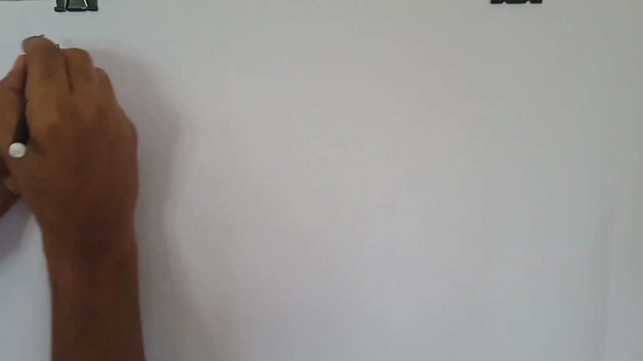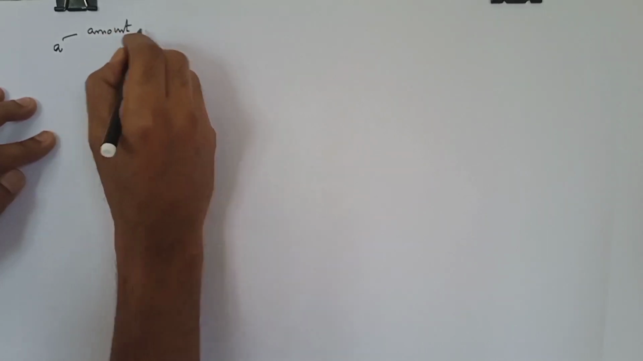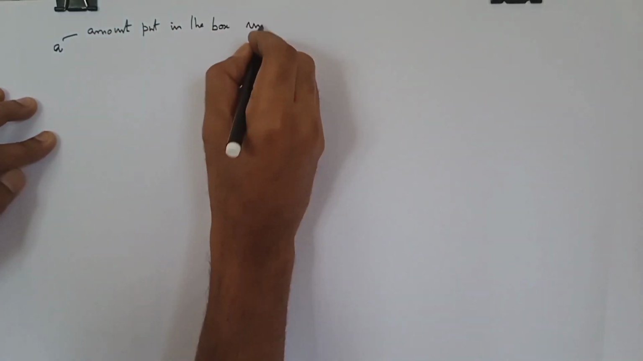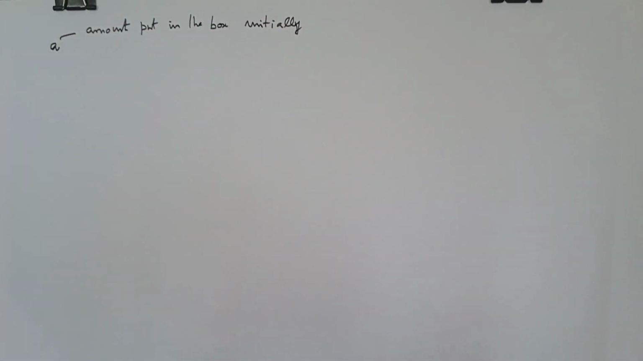So if you don't know something, what do you do? You take it as some variable. Let it be A. So A is the amount he had put in the box initially.